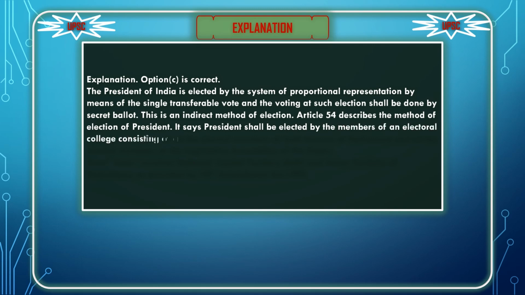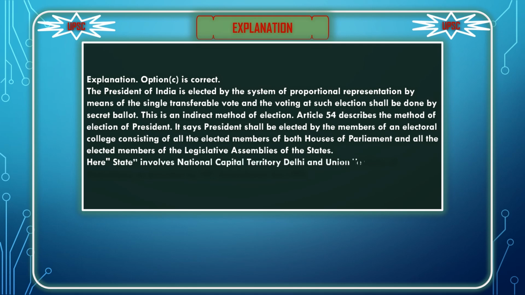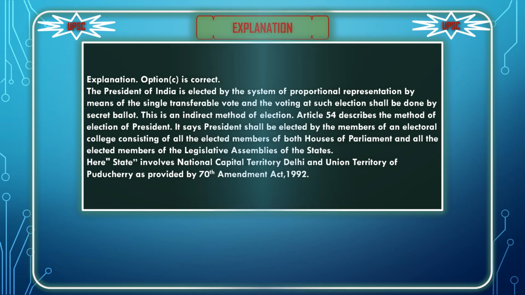It says the President shall be elected by the members of an electoral college consisting of all the elected members of both Houses of Parliament and all the elected members of the legislative assemblies of the states. Here, state includes the National Capital Territory of Delhi and the Union Territory of Puducherry, as provided by the 70th Amendment Act, 1992.